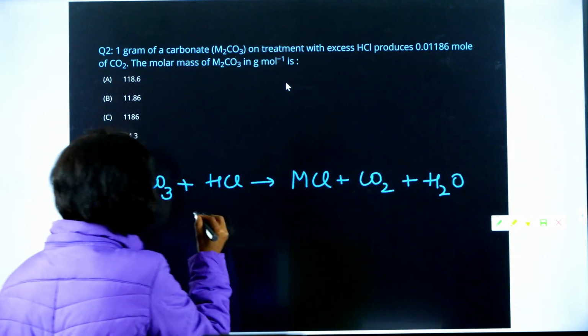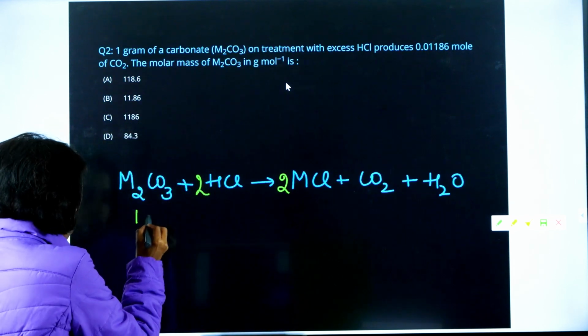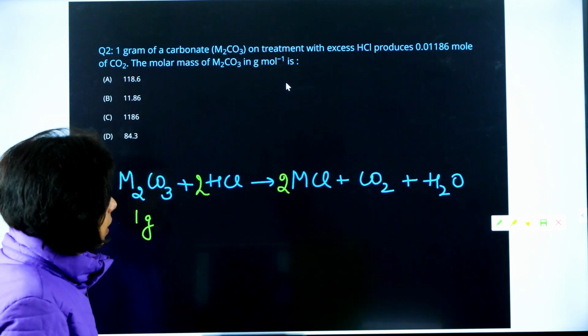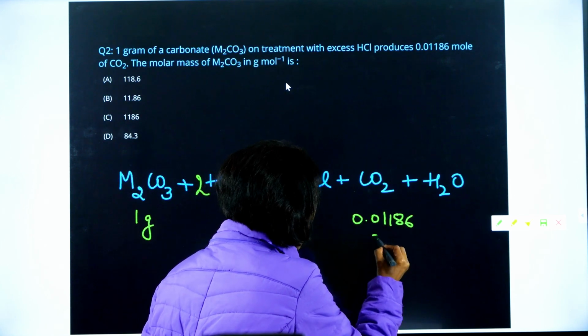And let me balance this. So let me put 2 here and 2 here, right? So I have this 1 gram that reacted with excess of HCl and we got 0.01186 moles of CO2 formed.